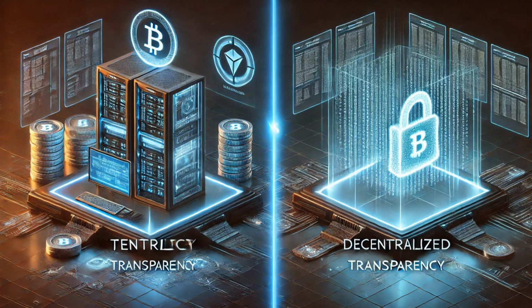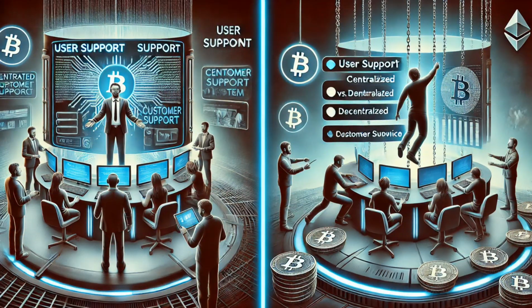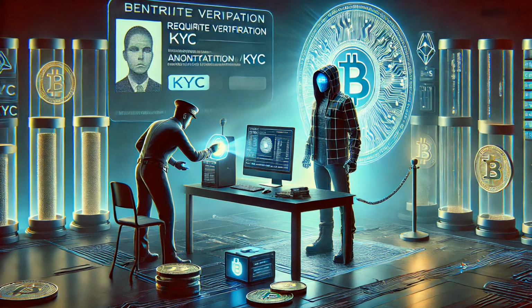Transparency: centralized transactions are private, while decentralized ones are recorded on a public ledger. User support: centralized platforms offer customer support, while decentralized ones do not. Regulation: centralized exchanges follow government regulations, while decentralized platforms operate independently. Privacy: centralized platforms require identity verification, KYC, while decentralized ones allow anonymous transactions.